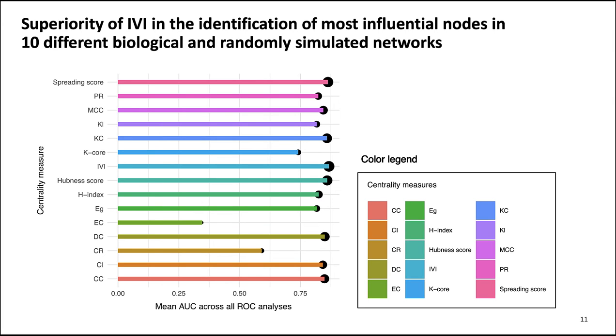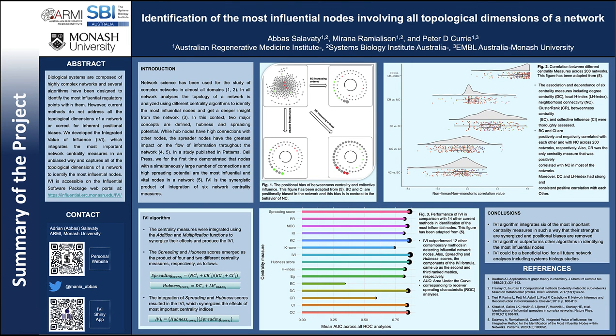According to the receiver operating characteristic analysis, IVI outperformed all other methods in the identification of the most influential nodes in 10 different biological and randomly simulated networks. To summarize, we can say that the IVI algorithm integrates 6 of the most important centrality measures in such a way that their strengths are synergized and positional biases are removed. Also, the IVI algorithm outperforms other algorithms in identifying the most influential nodes, and accordingly, IVI could be a beneficial tool for all future network analysis, including systems biological studies.